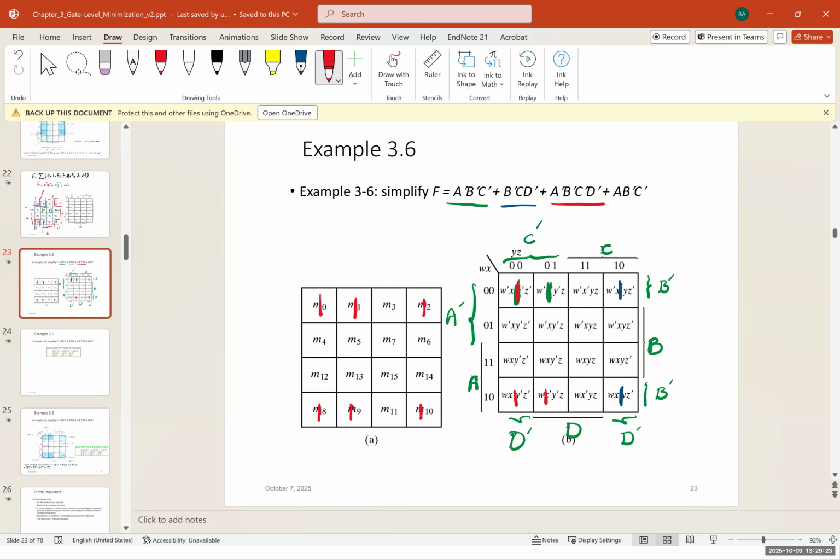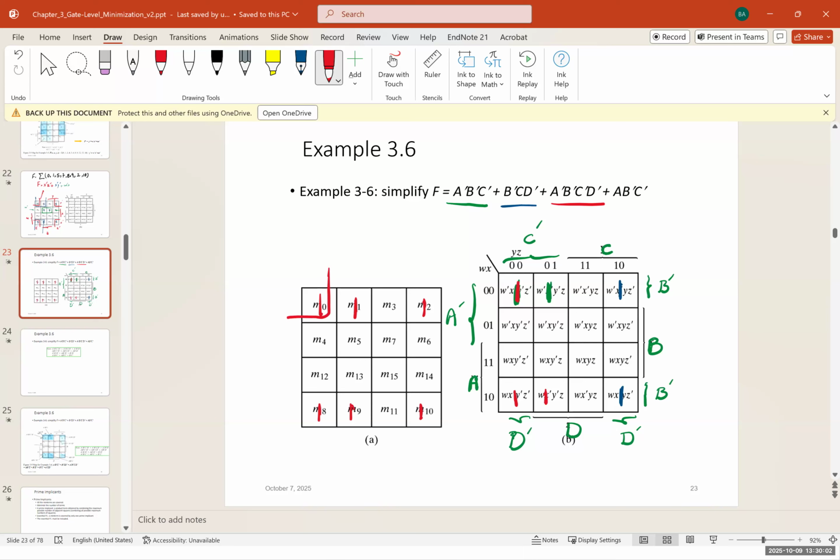Have I missed anything? I think I'm missing one, but A, B prime, C. Just give me a second. I want to double check it. B prime, C, D prime. And then A prime, B prime, A prime, B. Okay. Well, it seems it's right.